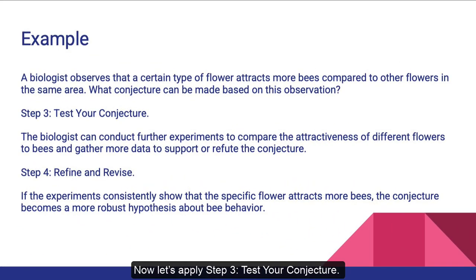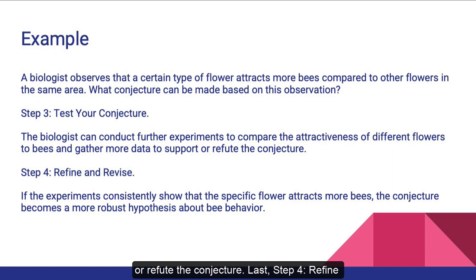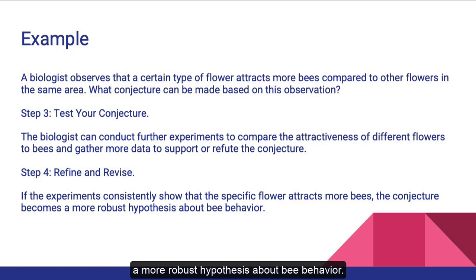Now let's apply Step 3. Test your conjecture. The biologist can conduct further experiments to compare the attractiveness of different flowers to bees and gather more data to support or refute the conjecture. Last, Step 4, refine and revise. If the experiments consistently show that the specific flower attracts more bees, the conjecture becomes a more robust hypothesis about bee behavior.